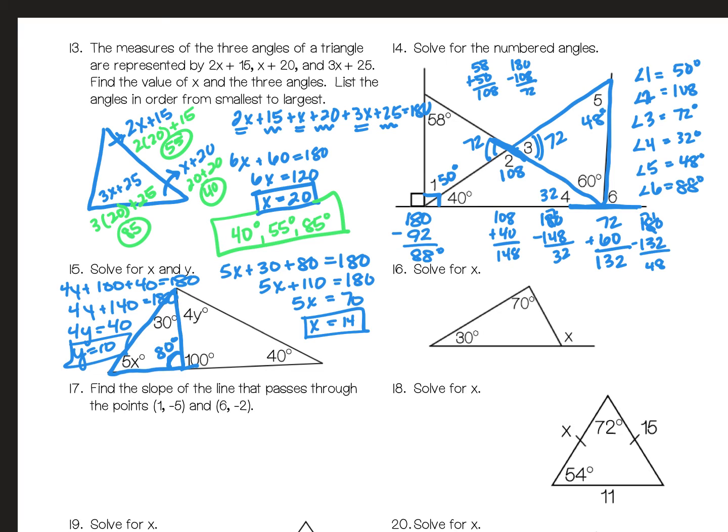On 16, if I wanted to find x, which is this exterior angle, I would need to know what we're working with right here. So to find that angle, 30 plus 70 is 100. So 180 minus 100 is 80. So then on the outside, it's a linear pair, so x would just be 100 degrees.